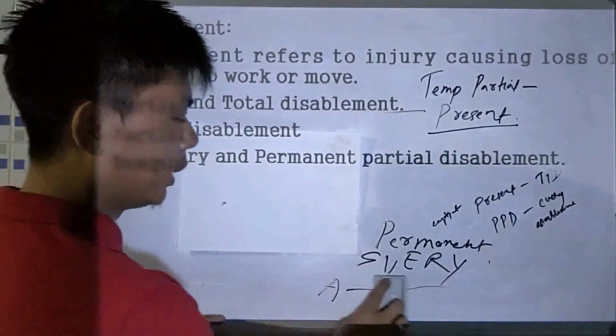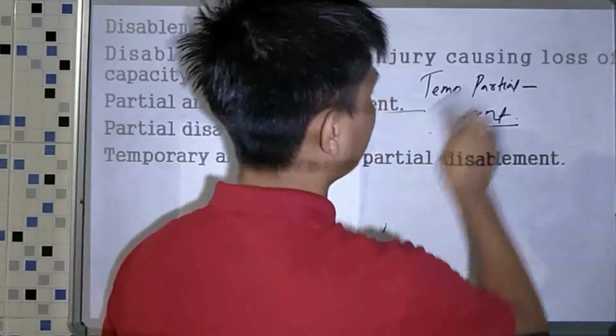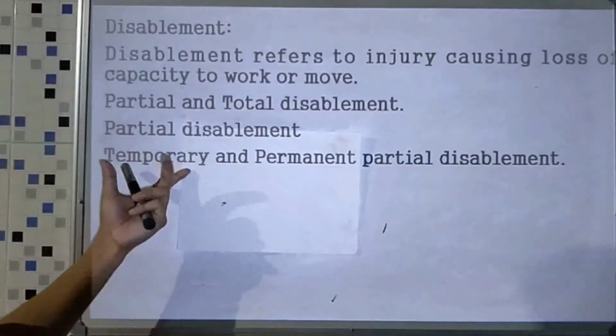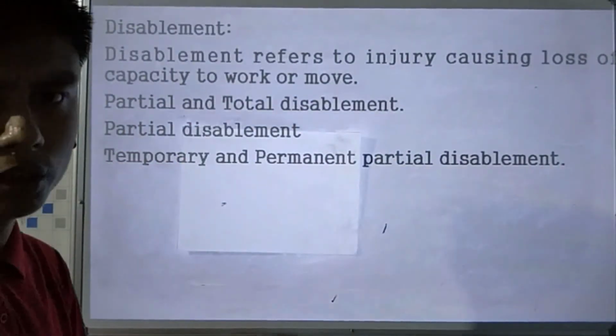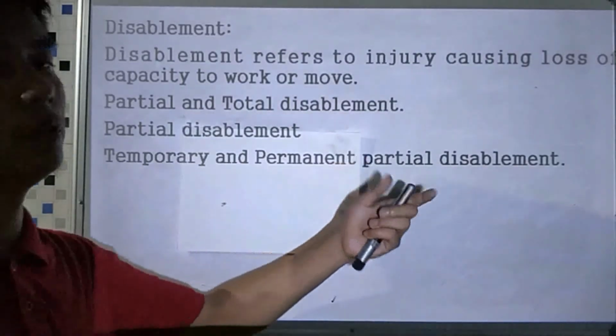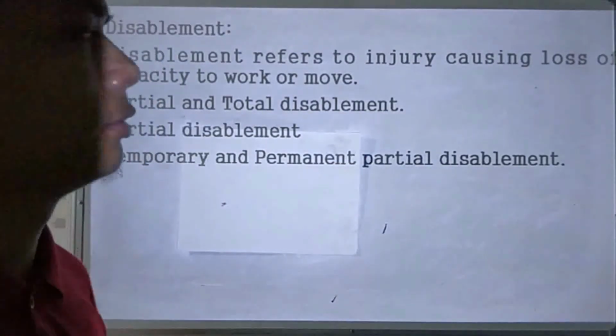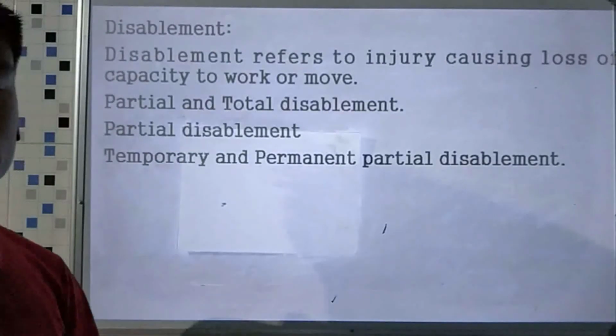So I hope you understood the difference between temporary and permanent. Temporary means for a short time, or it may be for a few days, and permanent is permanent throughout your life. So I hope you understood.